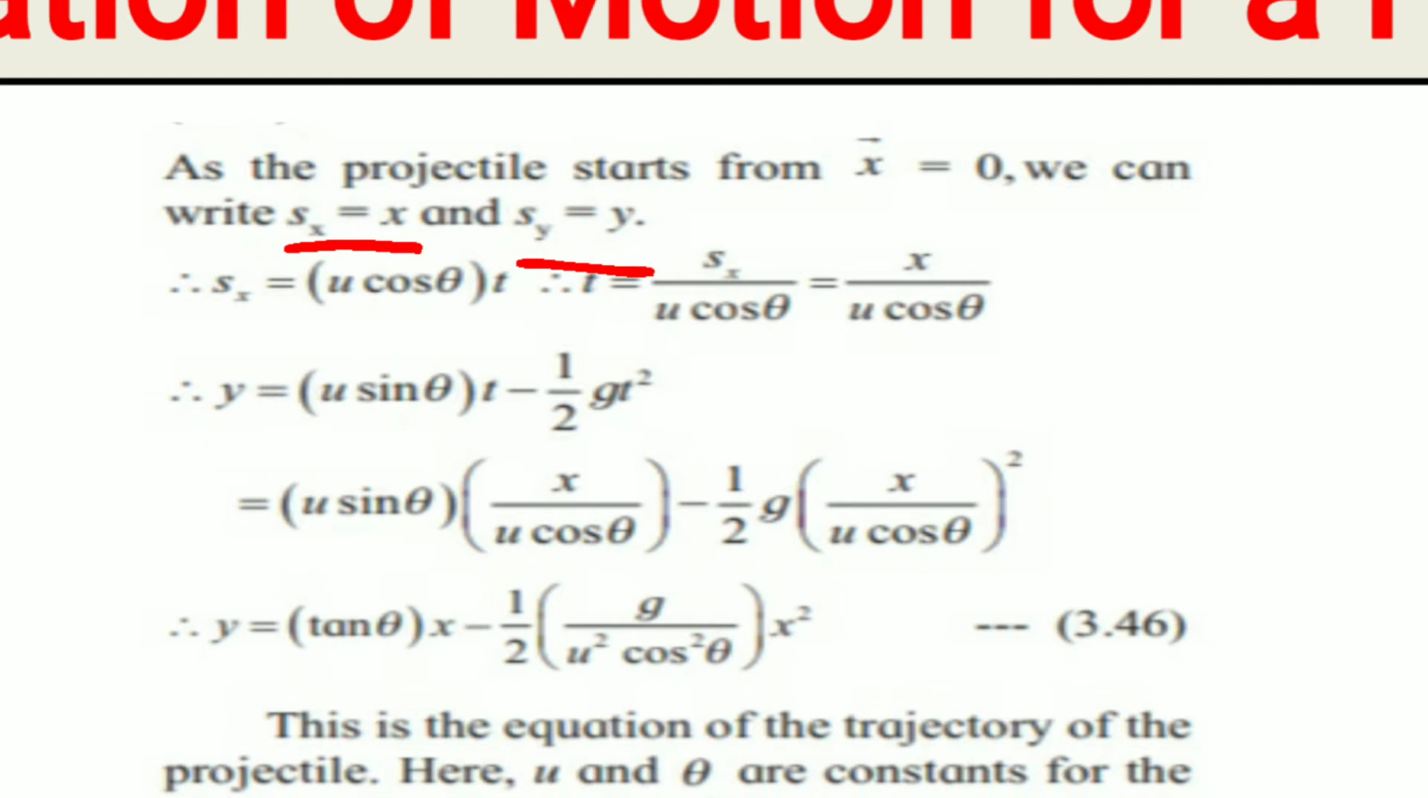So sin theta by cos theta is equal to tan theta, you will get it cancelled. So your next equation will be y is equal to tan theta x minus g divided by 2 u square cos square theta into x square. So if you check, this equation is the trajectory of the projectile. Here u and theta are constants for the given projectile motion.